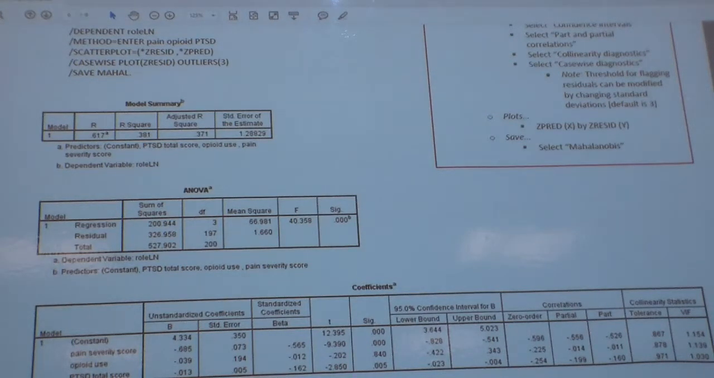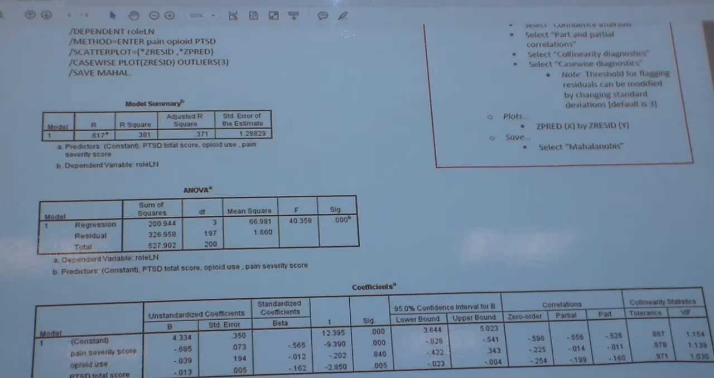And so again, if we think about what that means, we can say those words, but essentially it's saying for someone who's not taking opiates, who has a PTSD score of 0, I would expect a 1-point increase in pain severity to correspond to a 0.69 point reduction in the natural log of role functioning.